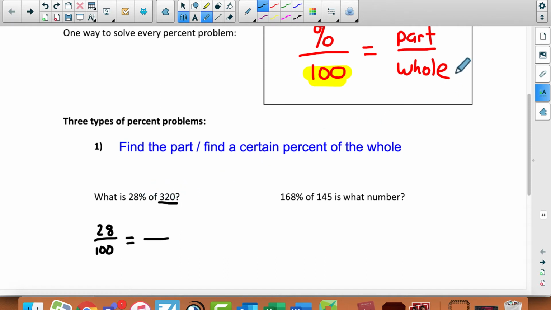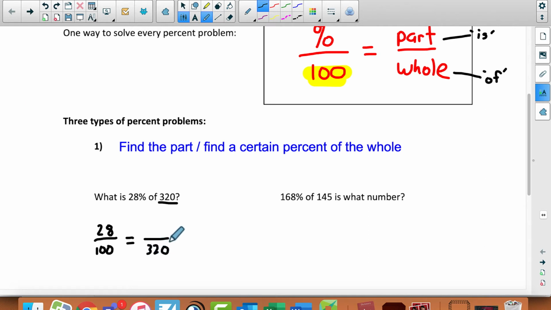It actually turns out that often, but not always unfortunately, the word "of" will be right beside the whole. And the word "is" will often be right beside the part in your question, but not always, so I'm afraid that's not infallible, but often is. So yeah, 28%, put the 100, and 320 is the whole, so it goes on the bottom.